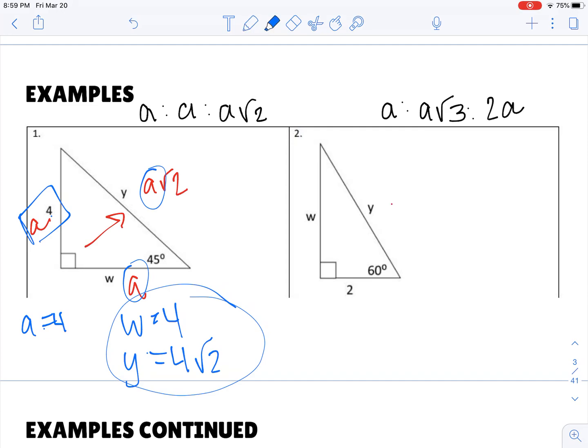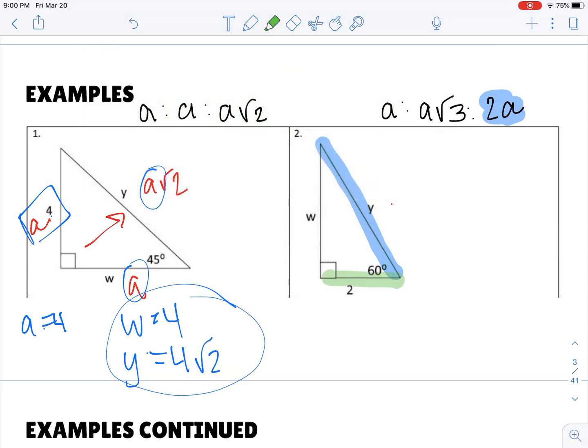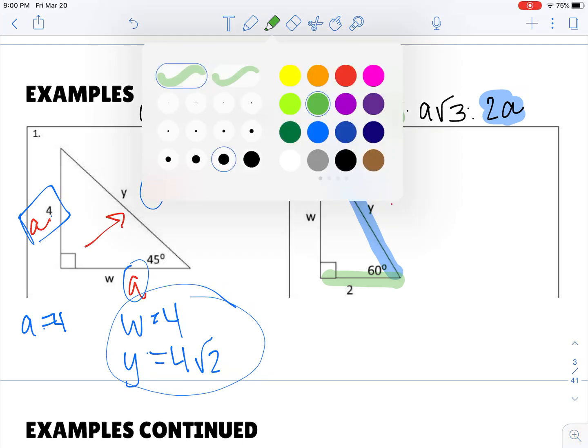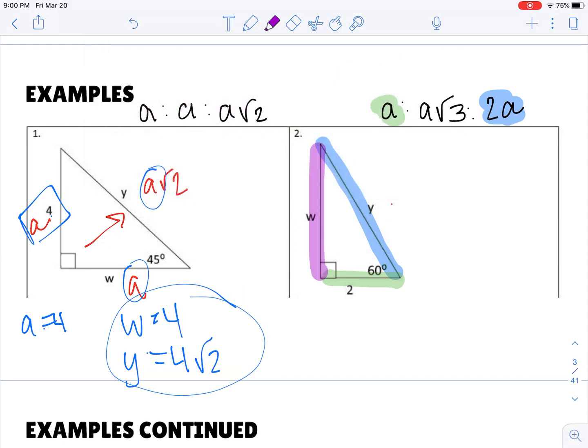So we match up the sides. The hypotenuse is represented as twice as long as the short leg, which I'm calling A in this case. The short leg is always opposite the 30 degrees, and I'm going to let that guy be A. And then lastly, the long leg is square root of 3 times longer than the short leg.